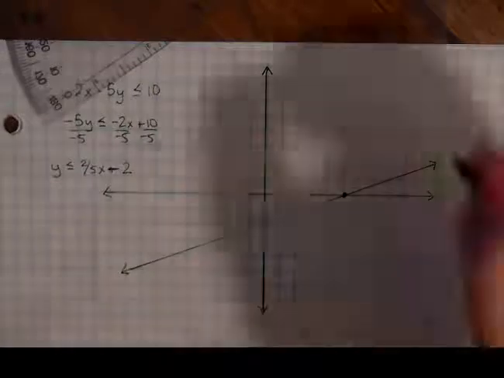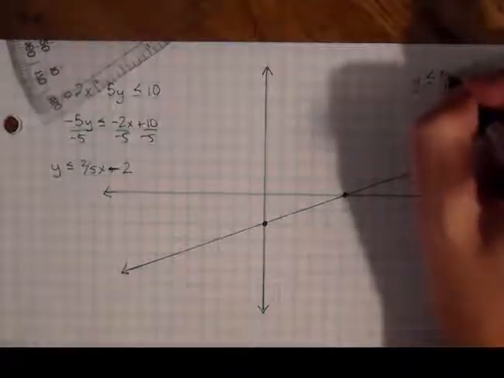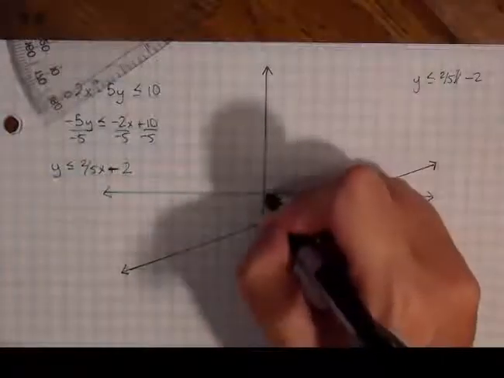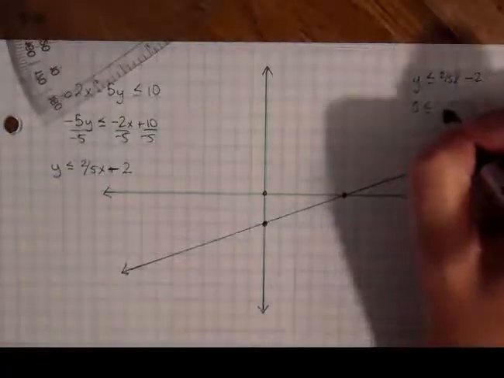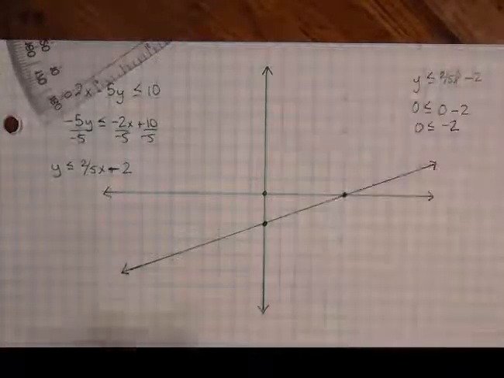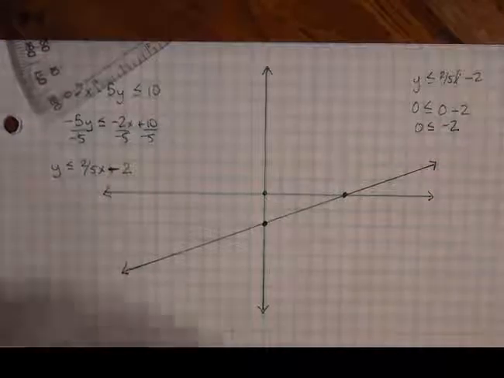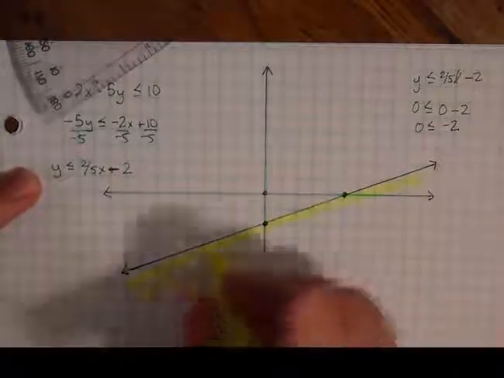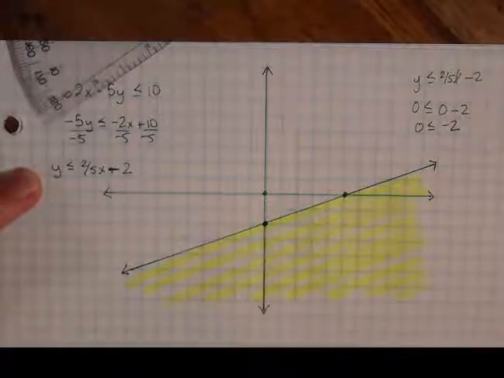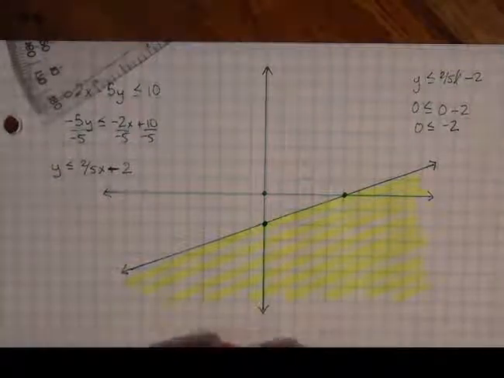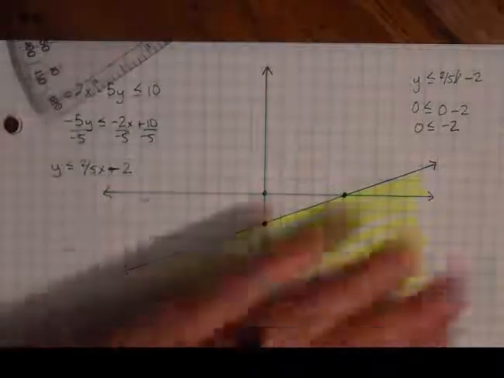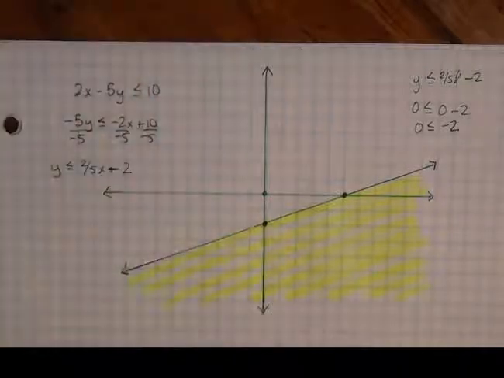And then I'm going to pick a point to plug in. I'm going to pick 0, 0 because that's not on the line, and again 0, 0 is the easiest, and I usually pick that. So I get 0 is less than or equal to negative 2. That is a false statement, so I will shade this side of the line where that point was not. And that is the half plane that contains all of the solutions for this inequality. So every point on this side would be true.